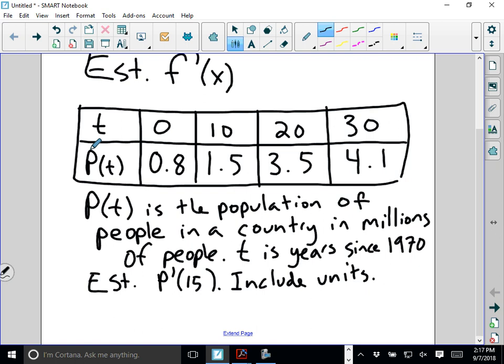So first off, for estimating P prime of 15, we don't want to just start writing a bunch of numbers, right? We want to start by saying, what are we doing? We're trying to estimate P prime of 15. So let's start with P prime of 15 approximately equals, right? Let's have good notation here, so we give the graders no choice but to give us the points.